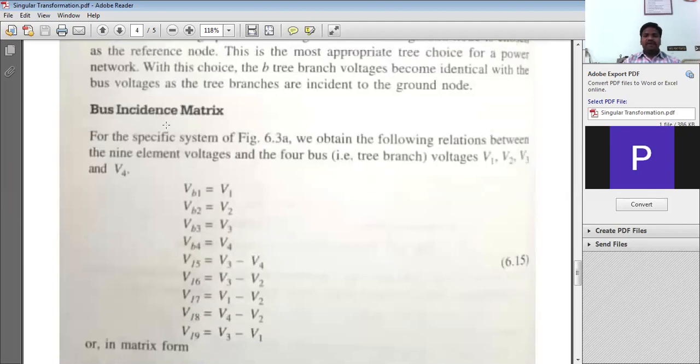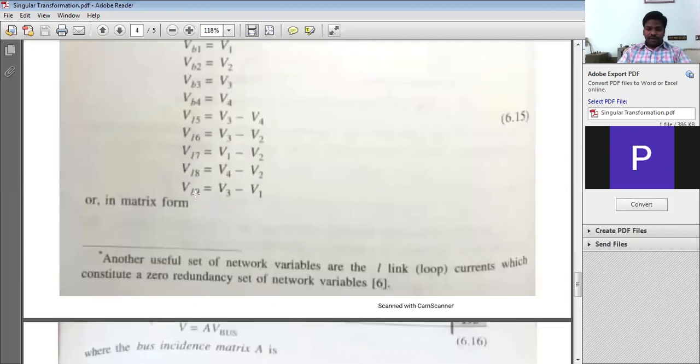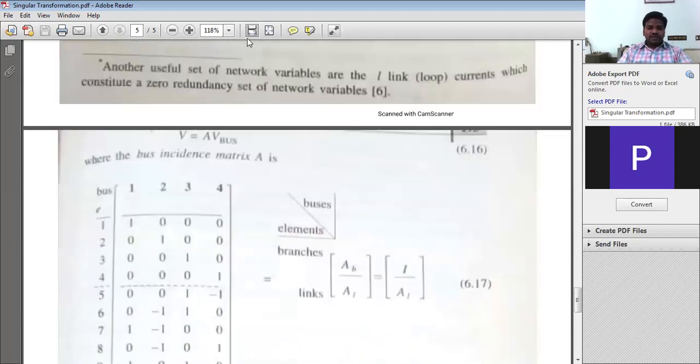Now, see here, bus incidence matrix. So you can have the information on how we form the element node incidence matrix. Similarly, you can also obtain the bus incidence matrix. To obtain the bus incidence matrix, this is also not required, but as far as this particular equation is concerned, later we are going to substitute.